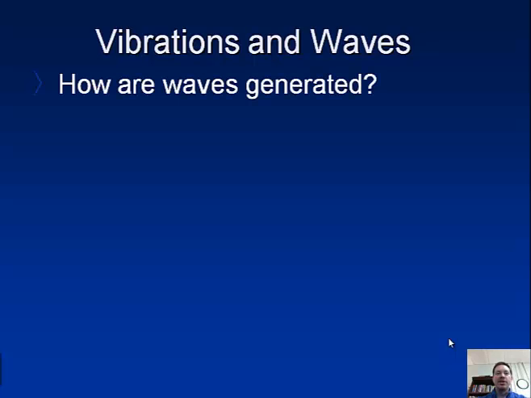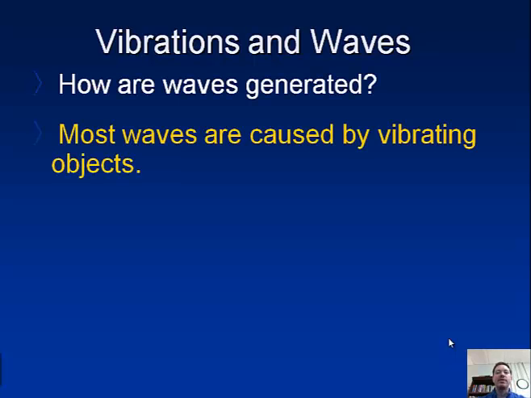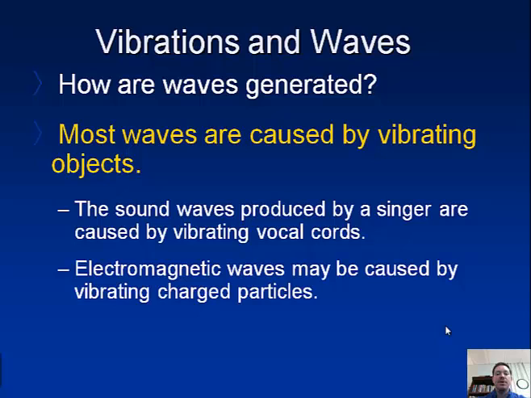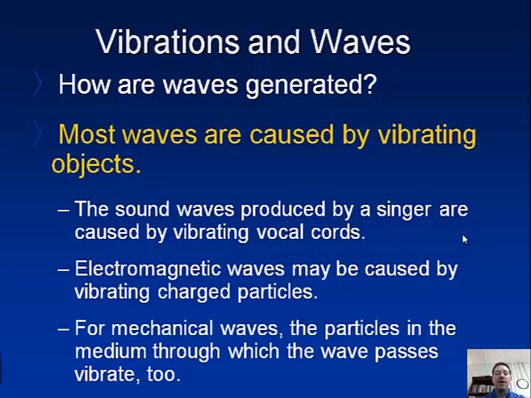And then we've got vibrations and waves, so how do we generate waves? Most of these are caused by vibrating objects. The sound waves produced by a singer are caused by vibrating vocal cords, whereas electromagnetic waves may be caused by vibrating charged particles. So we can apply a charge and excite those particles and then cause light to be produced. For mechanical waves, particles in the medium through which the wave passes vibrate too. So we're passing the wave through water. The water particles are going to vibrate as well.